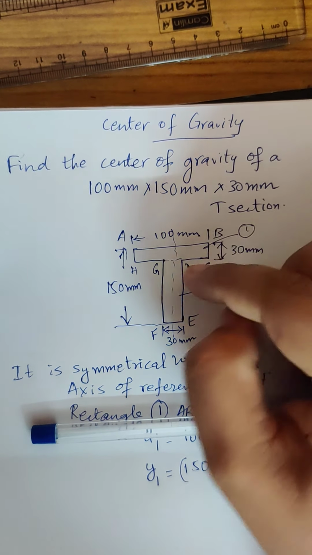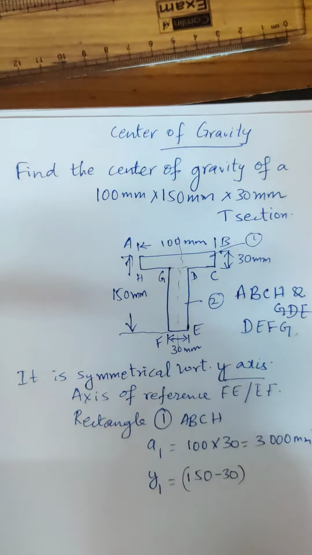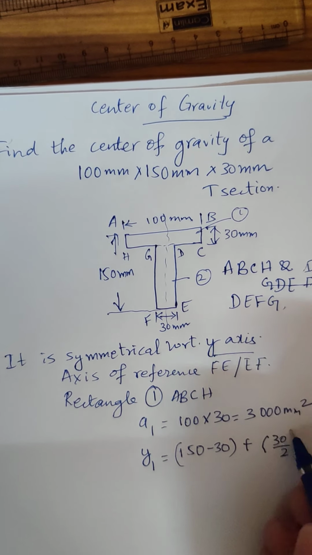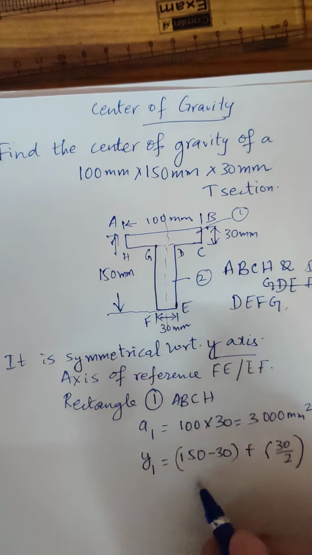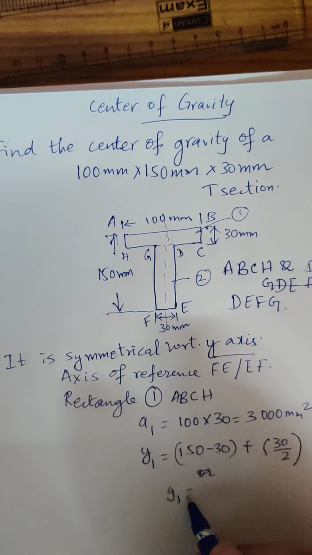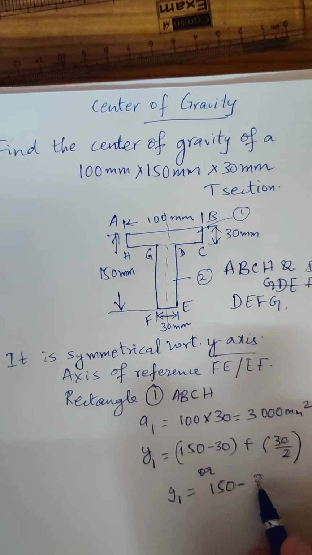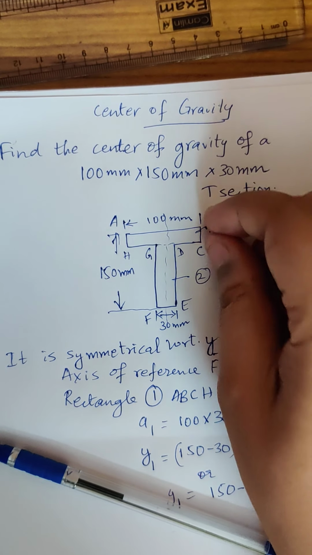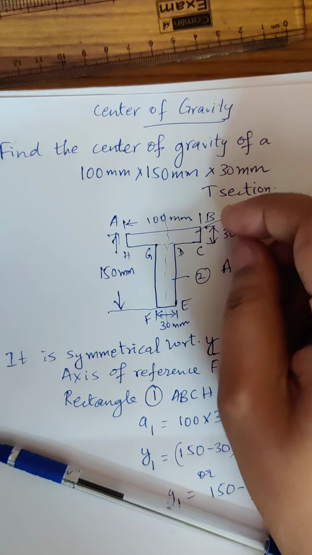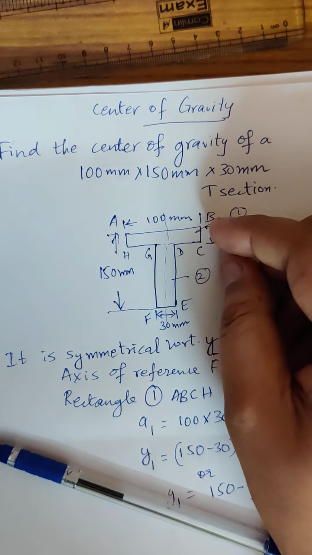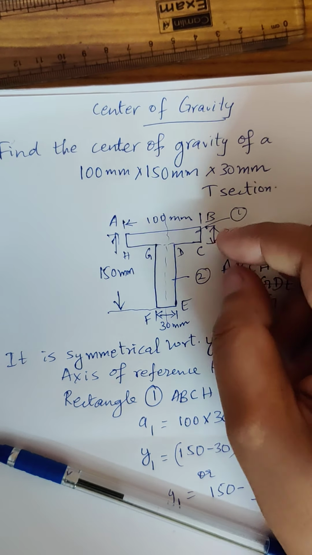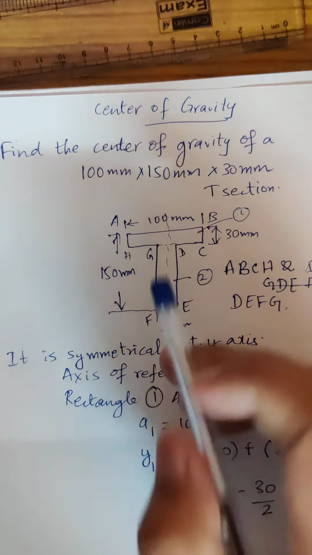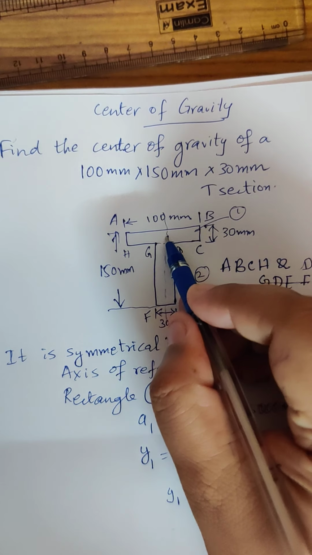So 120 plus 30 by 2, or you can also take y1 equals 150 minus 30 by 2. How did you get that? 150 is the total and 30 by 2 will lie here. So 150 is the total, minus 15 will be here. So it will be with respect to this. Instead of going like this, you follow this.